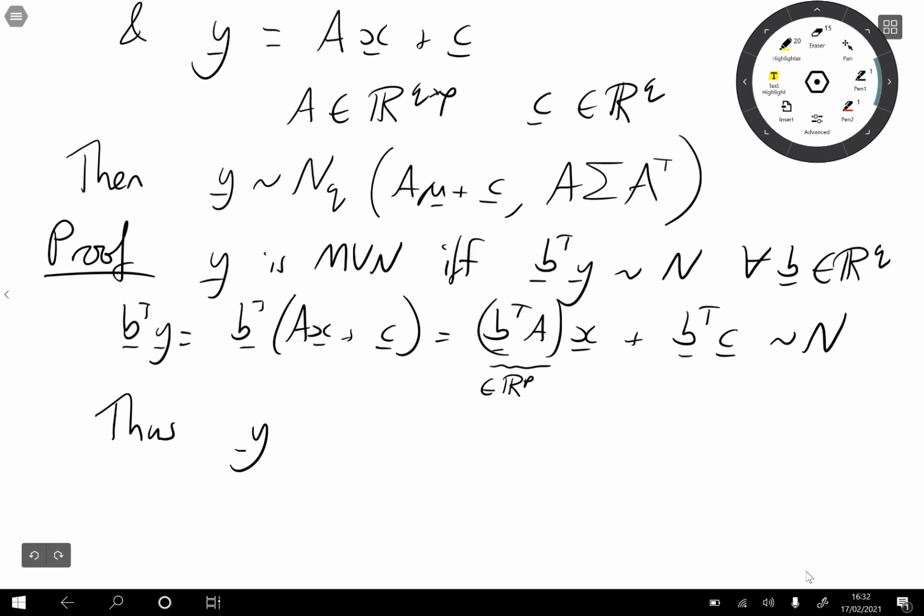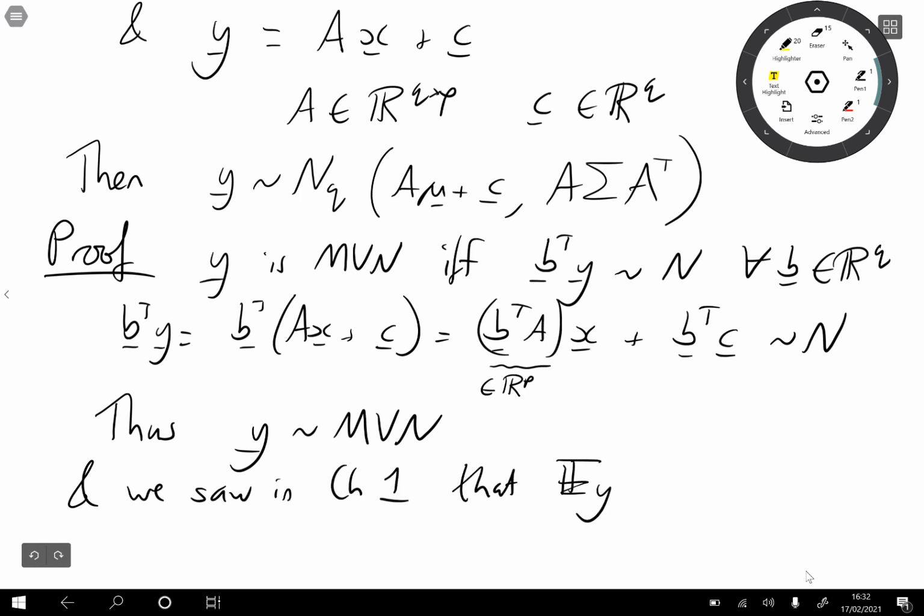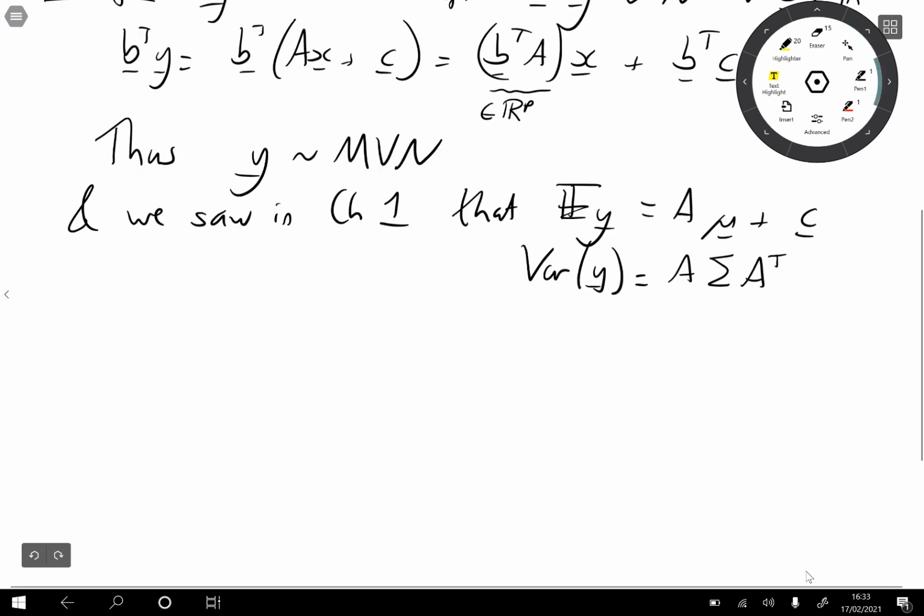Thus y is multivariate normal, and we saw in chapter 1 that if we know the expected value of x is mu, the expected value of y is just A times the expected value of x, plus c, so A mu plus c. And the variance of y is A times the variance of x times A transposed, so A sigma A transposed. So that's straightforward.